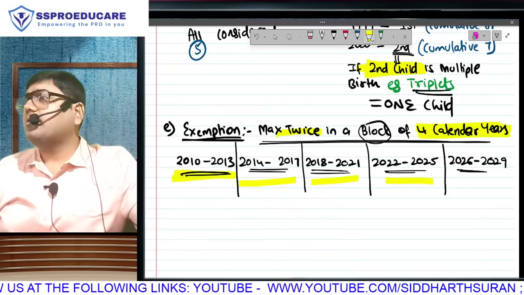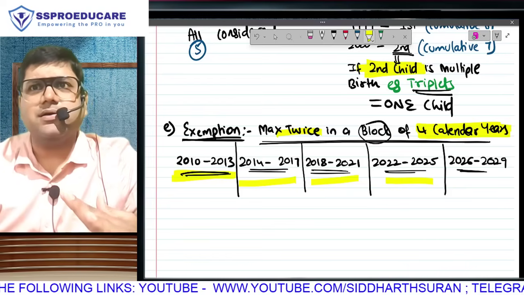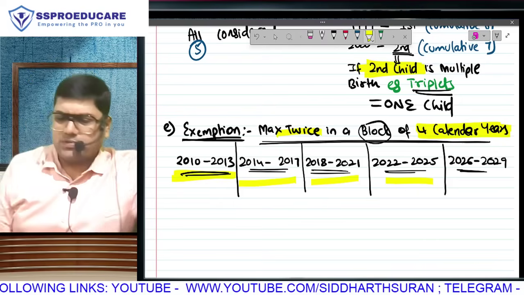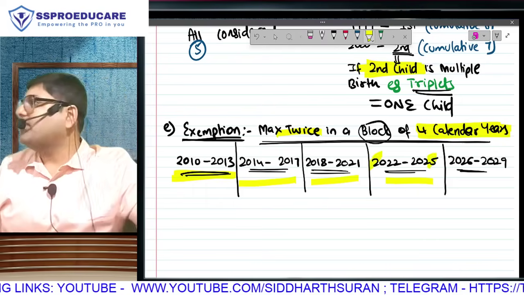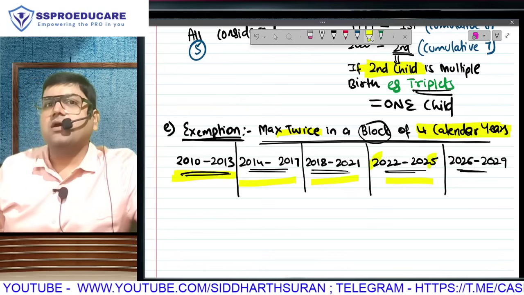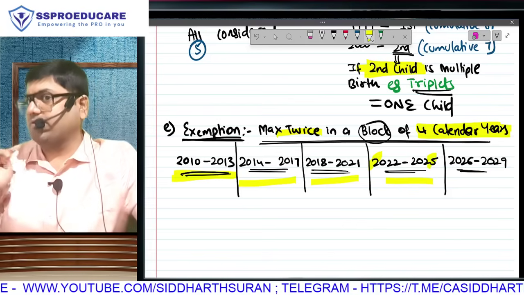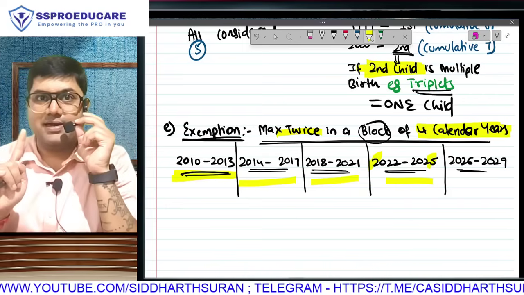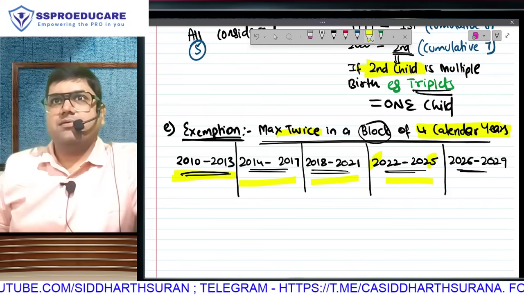You can take any 2 holidays' exemption. Holidays you can take unlimited. Any 2 holidays' exemption from the first date year to the last date. To restrict multiple tax benefits, they brought this rule. Exemption can be taken twice in 4 years. Twice in 4 years. But about these 4 years, you should know 2 things. 1, they are calendar years. And 2, they are pre-decided by them.